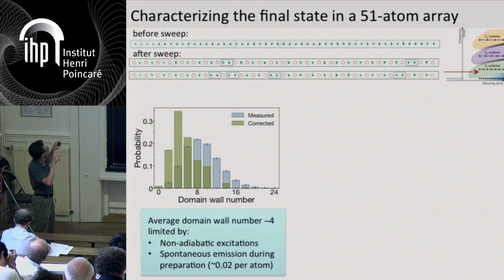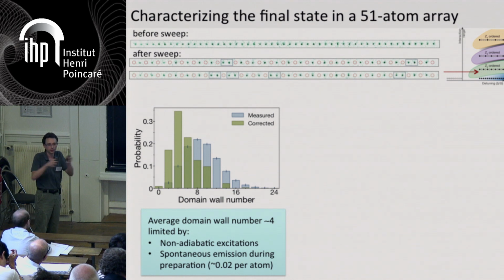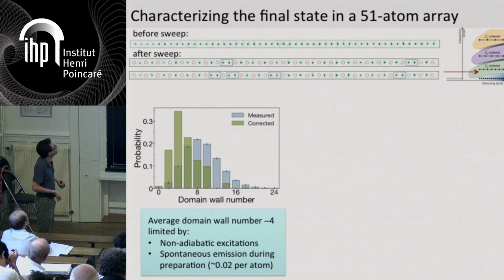And this gives you a kind of ultimate fidelity, which is on average 4 domain walls in a chain of 51. And this we attribute to not being perfectly adiabatic and spontaneous emission during this adiabatic sweep. We have to make a trade-off. To be perfectly adiabatic, we would have to be infinitely slow, but then we would be hit by spontaneous emission from the intermediate state, so we cannot be infinitely slow. And so there's a trade-off which leads to these 4 domain walls.